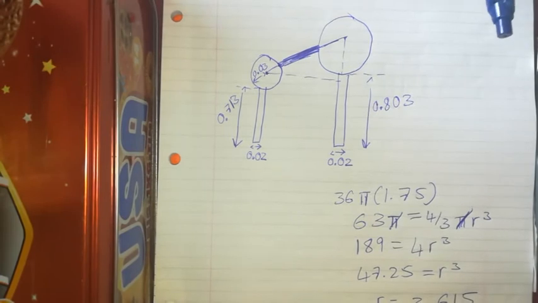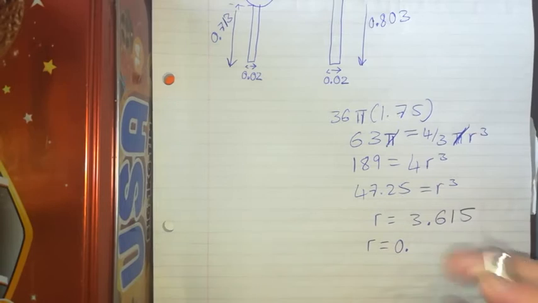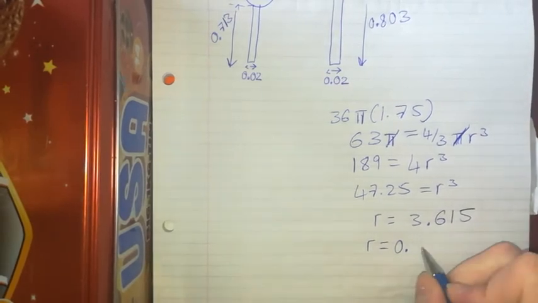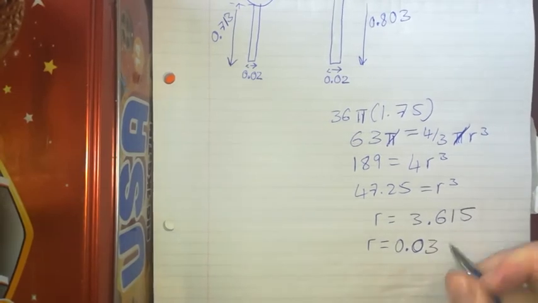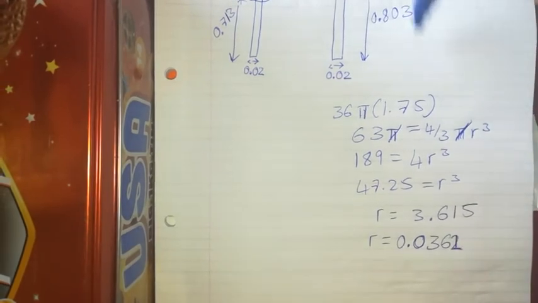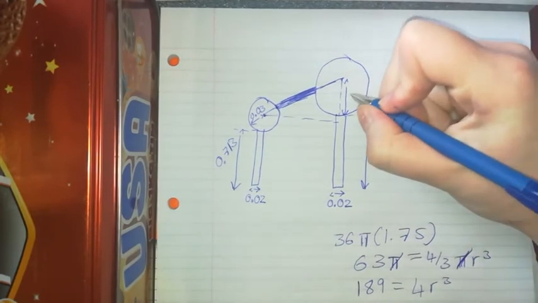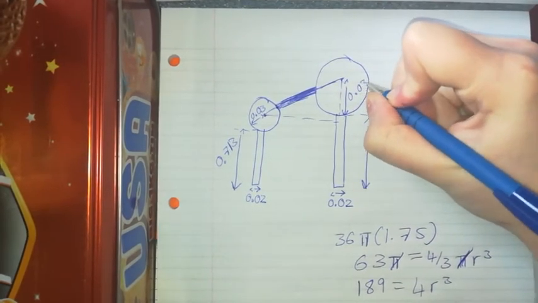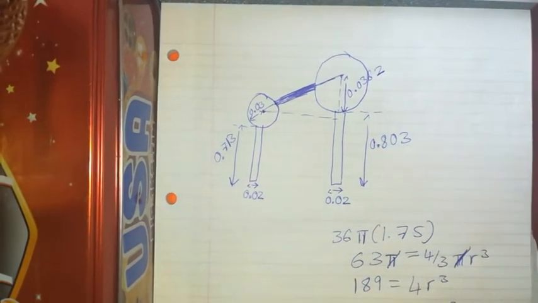So I'll just see what they want to correct to the nearest. They want to correct to one decimal place. They ask for it in centimeters, but I have it in meters, so we can deal with that after. As long as everything is in the same units, the radius of this one is 0.0362.